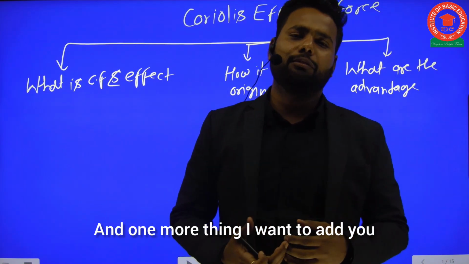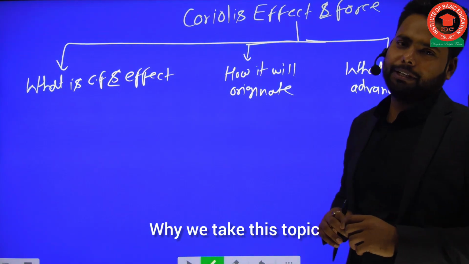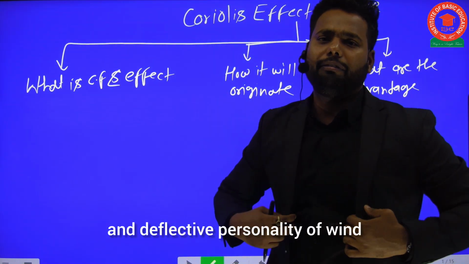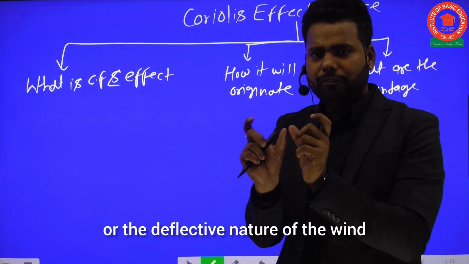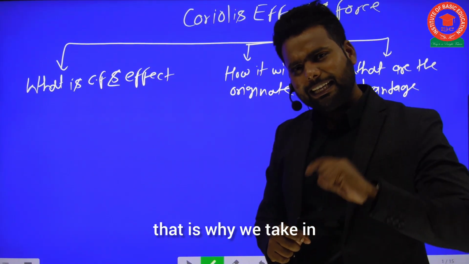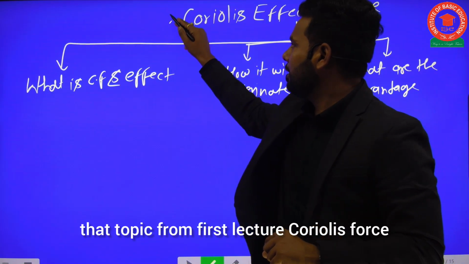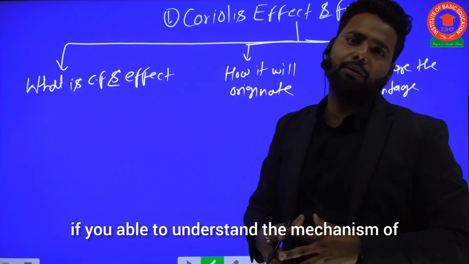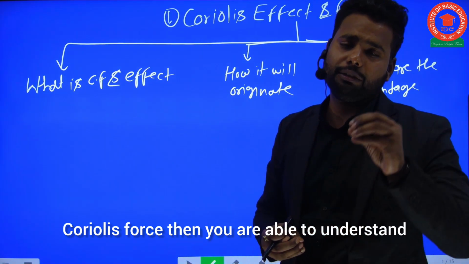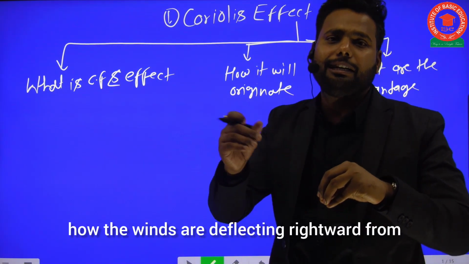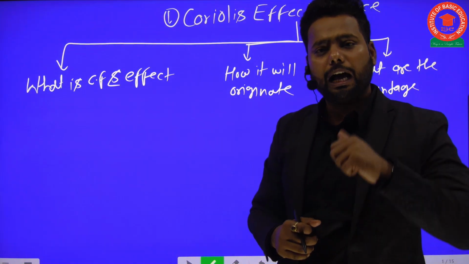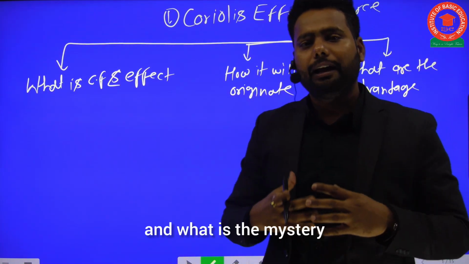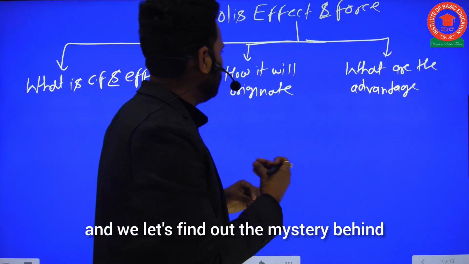And one more thing I want to add: why we take this topic. During the offline classes, most of the students can't understand the mechanism and the deflective nature of the wind. That is why we take this topic from the first lecture, Coriolis force. Because if you are able to understand the mechanism of Coriolis force, then you are able to understand how the winds deflect rightward in the northern hemisphere, and how the winds deflect in their left direction in the southern hemisphere. Why? What is the mystery? Let's find out the mystery behind it.